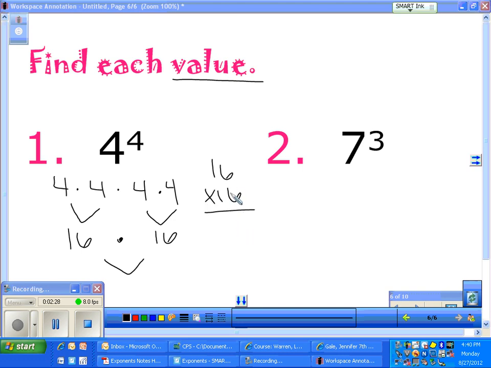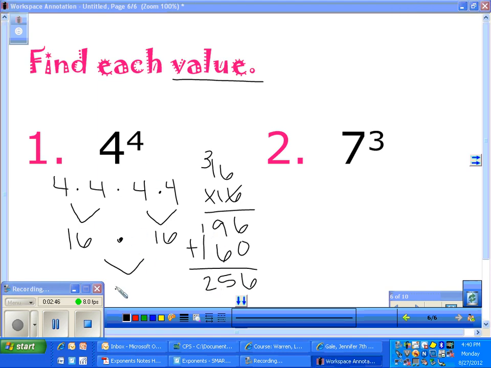16 times 16, we know that 6 times 6 is 36. 6 times 1 is 6, plus 3 is 9. 6 times 1 is 6, 1 times 1 is 1, and then add them together. 6 plus 0 is 6, 9 plus 6 is 15, and 1 plus 1 is 2. So 4 to the 4th power is 256.